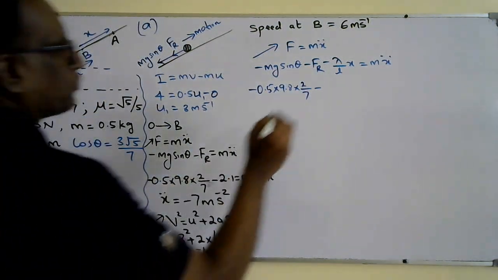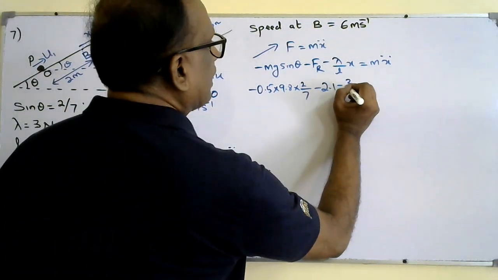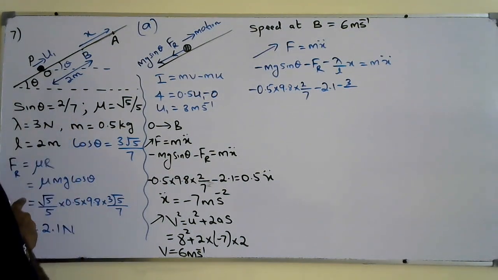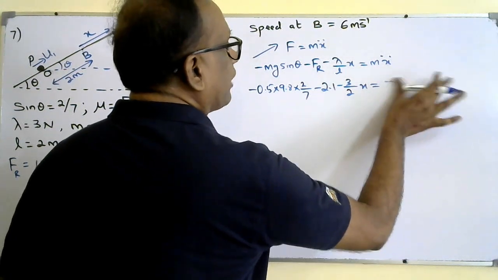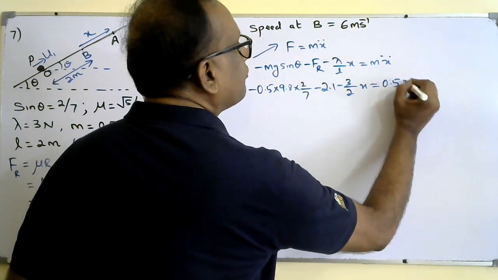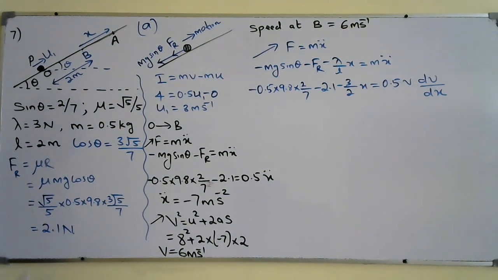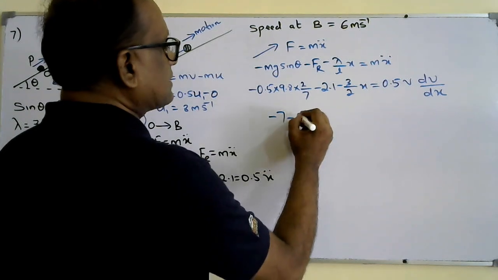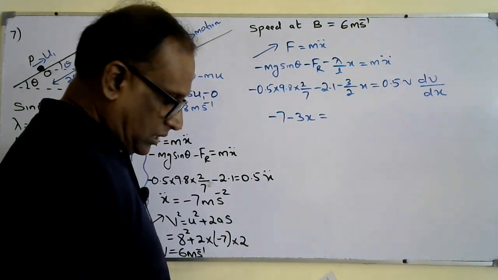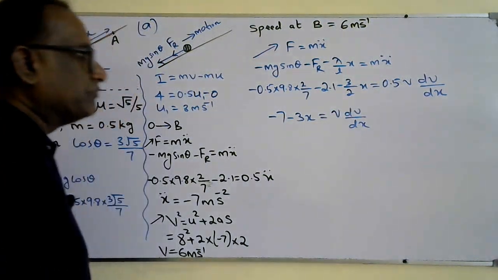Friction, you already found it, 2.1. Minus lambda, we know that is 3 over 3, and L is 2. X equal m, that is 0.5 again, mass is 0.5, v dv over dx. Solve all these numbers and you will get minus 7 minus 3x is equal to v dv over dx. Finally you end up with this format.